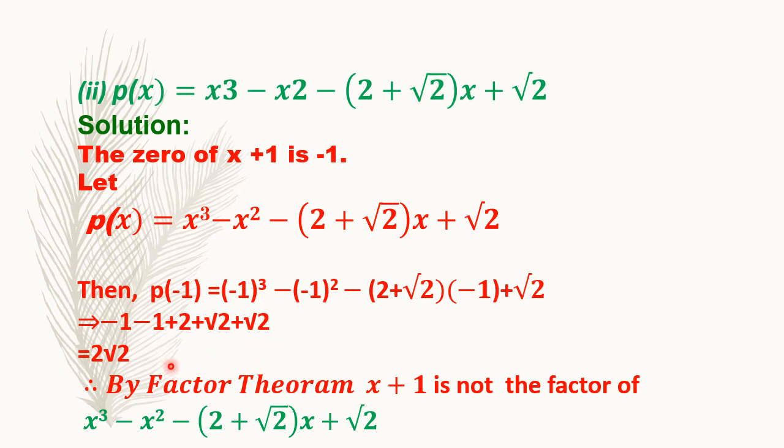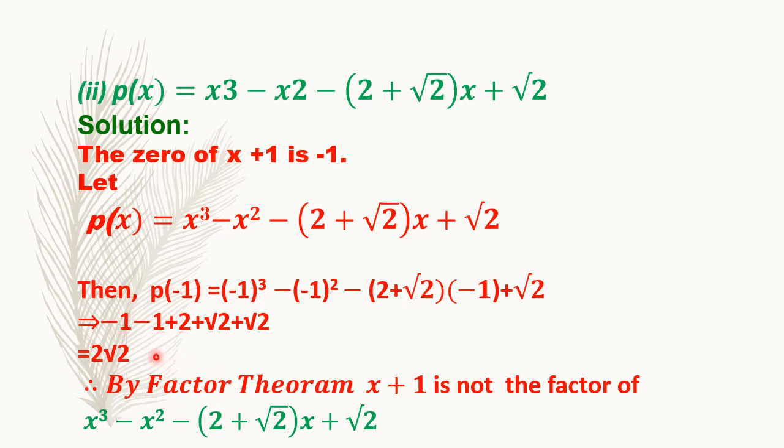Hence, what is the answer after doing calculations? Minus 1 minus 1 is minus 2. Minus 2 plus 2 is 0. And here root 2 plus root 2 means 2 times root 2. Times means multiply. So 2 times root 2. Or you can even say, see, here 1 is hidden. 1 root 2 plus 1 root 2 is equal to 2 root 2.